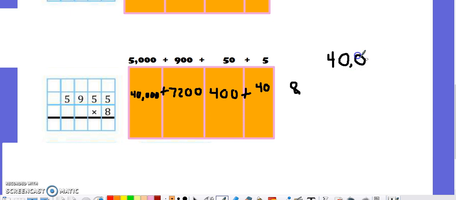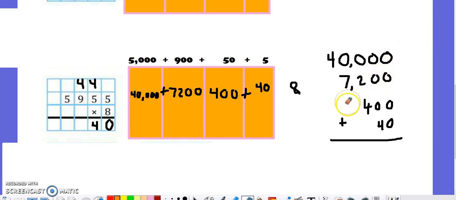Now, because this is all scrunched in and it's difficult to see, I'm going to rewrite my addition problem over here, and I encourage all students to do this. 40,000 plus 7,200 plus 400 plus 40. When I add my 1s, I'm left with 0. When I add my 10s, I have 4. 4 plus 2 is 6. Here's my 7. And 4. 47,640.